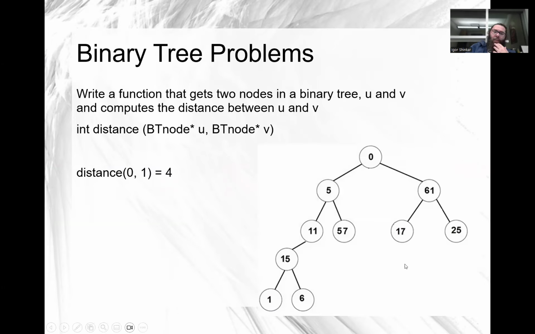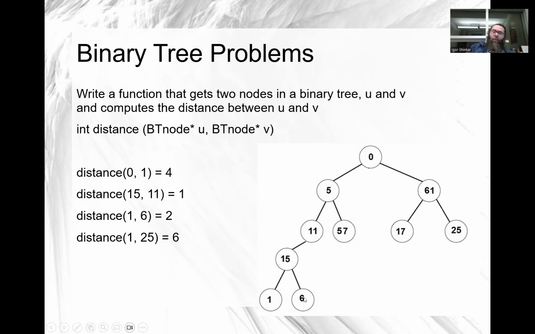So for example, what's the distance between 0 and 1? So, 1, 2, 3, 4. So we go this way. Okay. What's the distance between 15 and 11? Yeah, it's this. What's the distance between 1 and 6? So we need to go up, and then we need to go down. What's the distance between 1 and 25? So we need to go up, and then we need to go down. So I think it's 1, 2, 3, 4, 5, 6. And what's the distance between 6 and 6? Well, it's 0. That's easy. And what's the distance between 1 and 57? So the distance is 4. 1, 2, 3, 4.